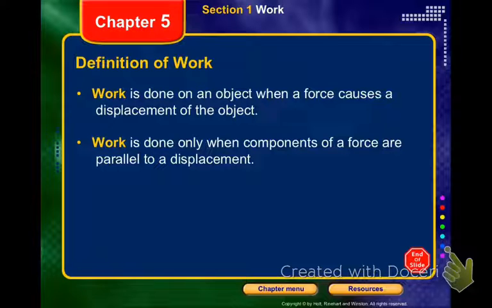Okay, this is Chapter 5, Section 1. There's only 3 slides in this particular one, and one of those is a video. We're going to talk about work, and we're going to do a few things with that, some practice problems too.